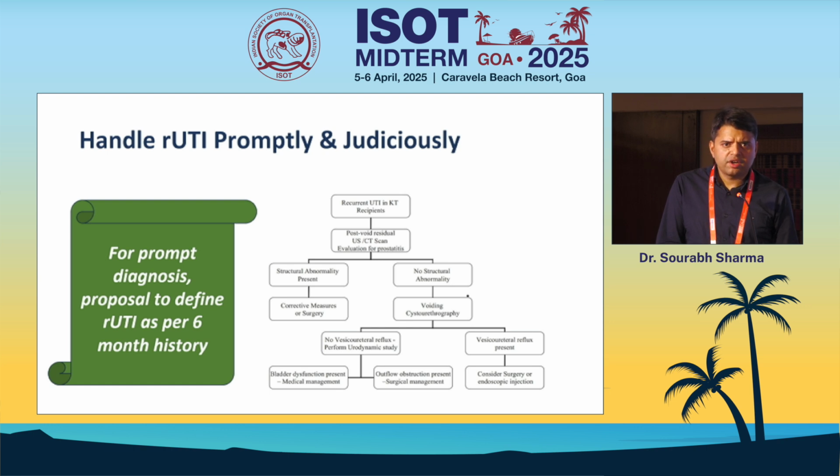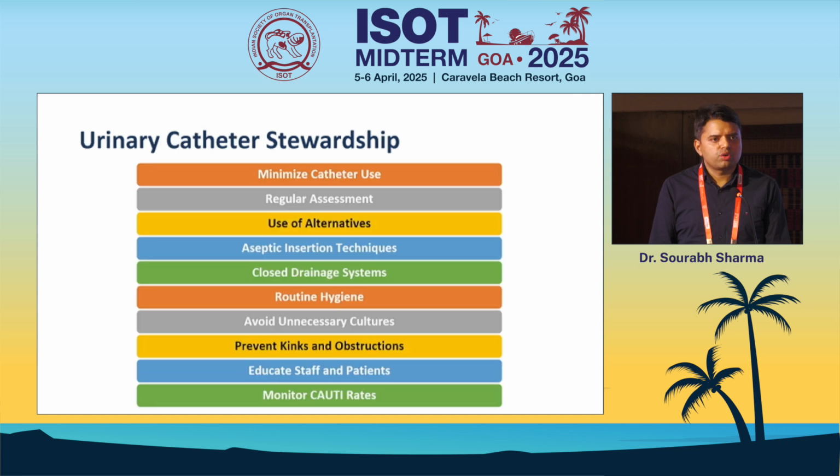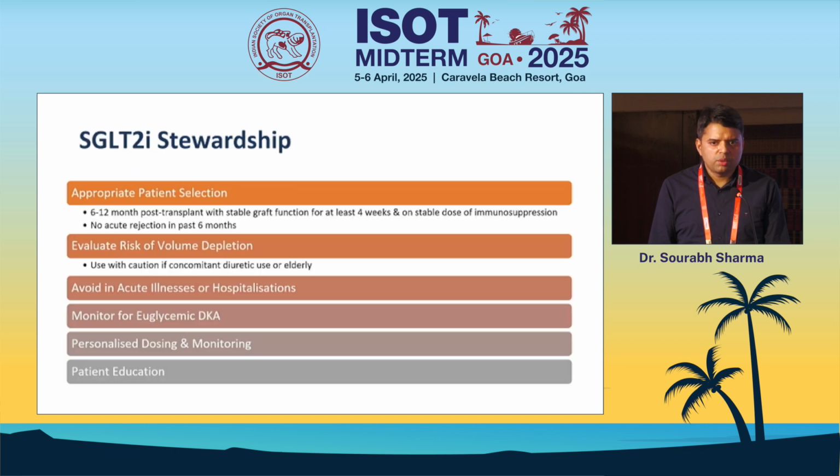Regarding the multidisciplinary care, Dr. Pawan has already discussed. Adjuvant therapy is already discussed by Kalra sir. Then there are 3 concepts, and I will not go into detail of the 3 different stewardships, which are very important to tackle the MDR. One is immunosuppression stewardship, that is very important. Then urinary catheter stewardship and SGLT2 inhibitor stewardship. So we should know when to place the catheters, when to start the SGLT2 inhibitor, and how to decrease the dose of immunosuppression.